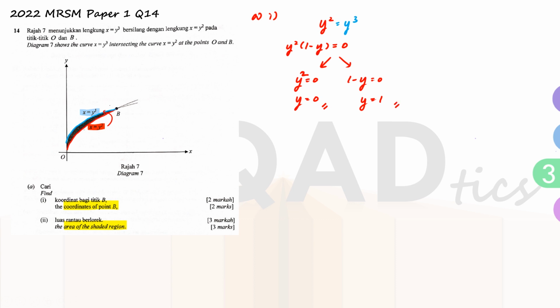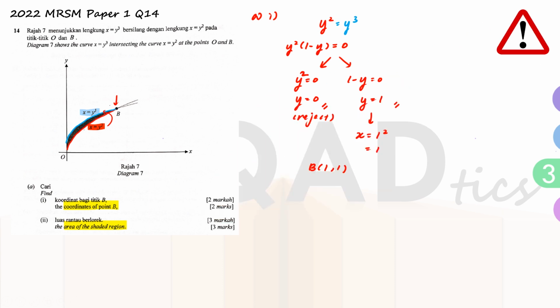And we need to reject one of them because our point B is in the middle of the diagram. So it wouldn't be y equals to 0, hence we reject it. And we use y equals to 1 to find the value of x. So the coordinate of point B will be (1, 1).